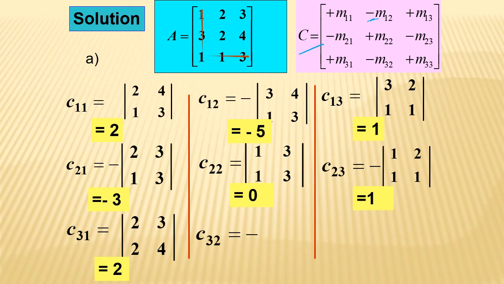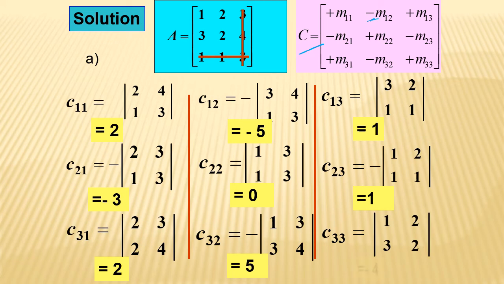And then C32 will be negative of, we delete the third row and second column, 1, 3, 3, 4. What is the result? It's 5. And then the last one, C33, will be positive there. We delete the third row and third column. We have 1, 2, 3, 2. What will we have as the result? It will be negative 4.